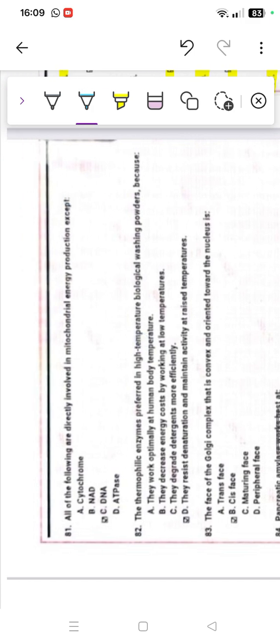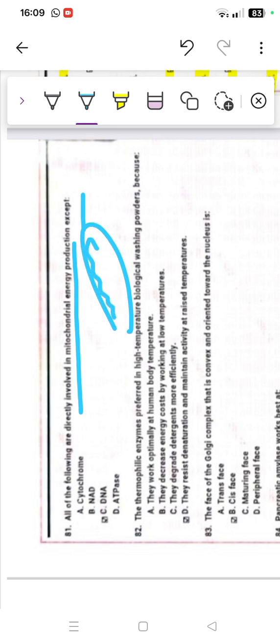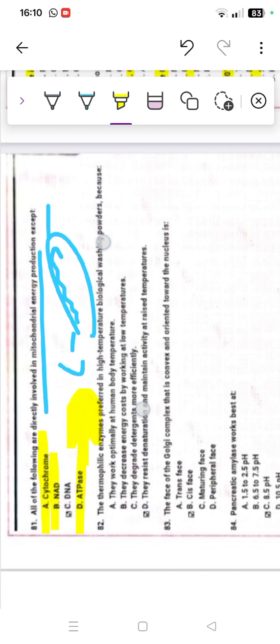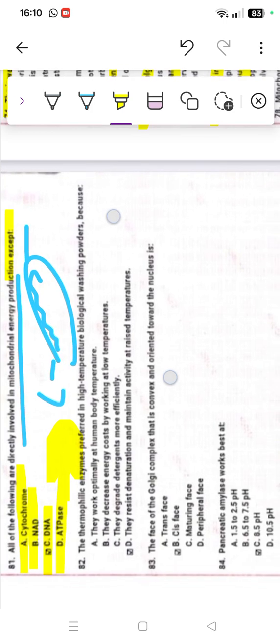So let's go. All the following are directly involved in mitochondrial energy production except. So mitochondrial structure, I hope it's clear. I've repeated it multiple times. It simply has an inner membrane, an outer membrane, and some crista-like structures. Only DNA is not part of it, because DNA is simply a genetic material, deoxyribonucleic acid, which has nitrogenous bases, phosphate, and ribose sugar. Cytochrome b complex is present in the mitochondria, and the NADH, ATPase complex is present for the ETC and Krebs cycle. So C is the right option, DNA, because it is the exception not involved in the mitochondrion.